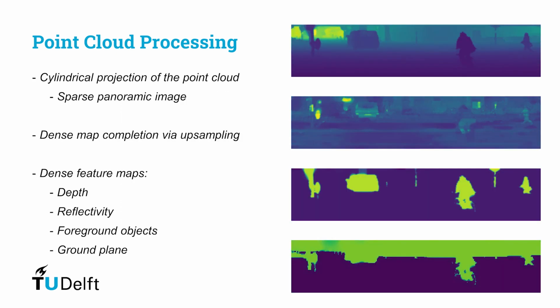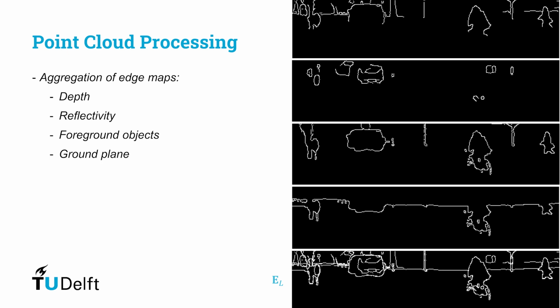And as I said previously, we collect a lot of dense feature maps, and we try to collect these edges in various different ways by training various different kernels. In a sense, we try to collect depth, reflectivity, foreground objects, and ground plane, and we try to separate them out, and we assign certain probabilities to each one of them.